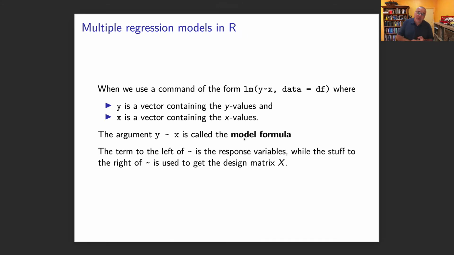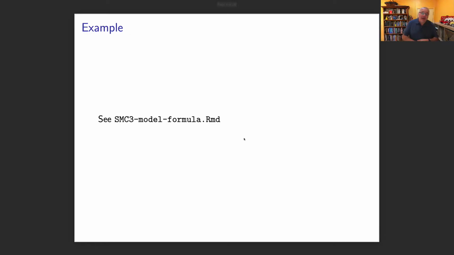Well, if you think about it, if we go lm and we go y tilde x, and that little squiggle is called a tilde. If we go y tilde x, that is giving us information. In fact, that thing, the y tilde x, is called the model formula. And in R, it's represented as a formula class. And the basic rule is anything to the left of the tilde is response variables. And notice I said response variables because you could have multiple ones. We've always only had a single one. While everything to the right is used to get your design matrix. It's all your predictors.